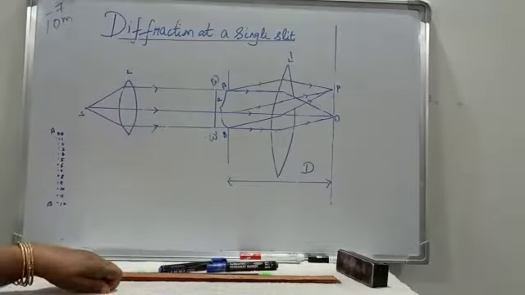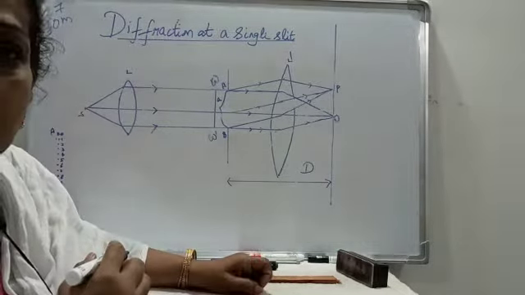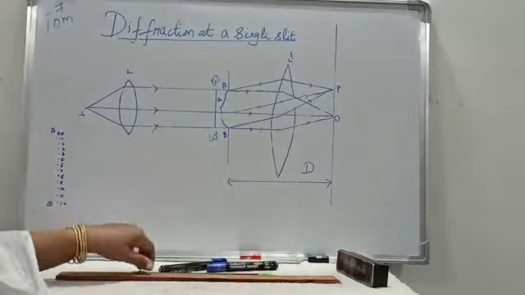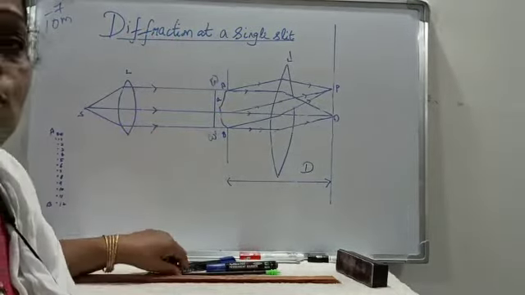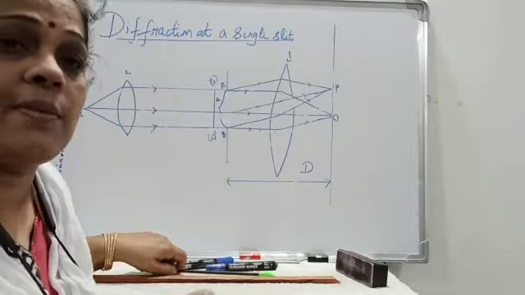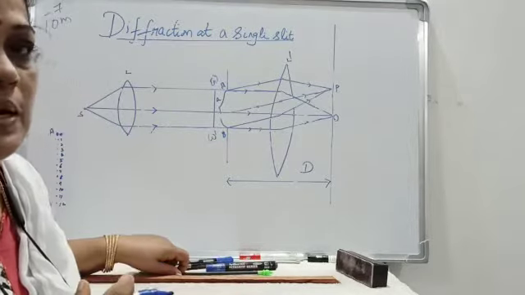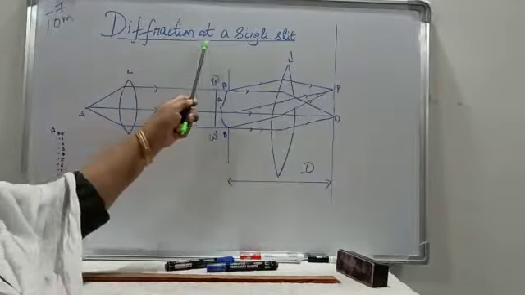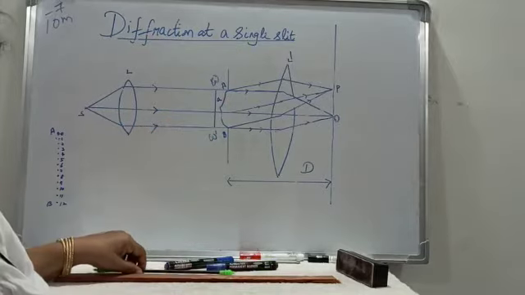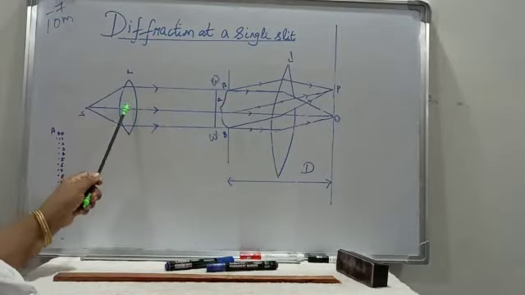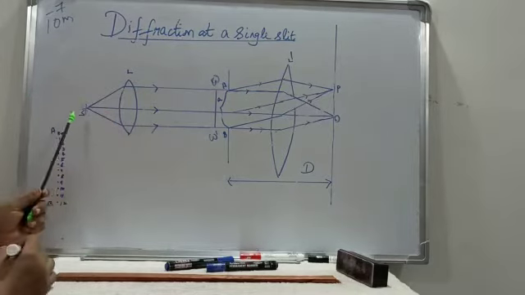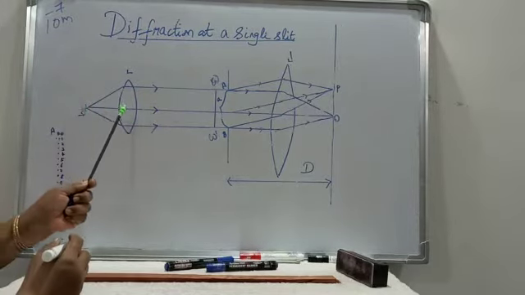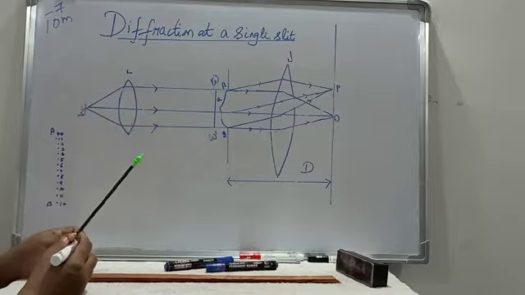Now in this class, we are going to do an experiment regarding diffraction, called diffraction at a single slit. In interference, we studied Young's double slit experiment. Here, diffraction is taking place at a single slit. As you see in this figure, S is a monochromatic source of light. It is placed at the focus of a convex lens.